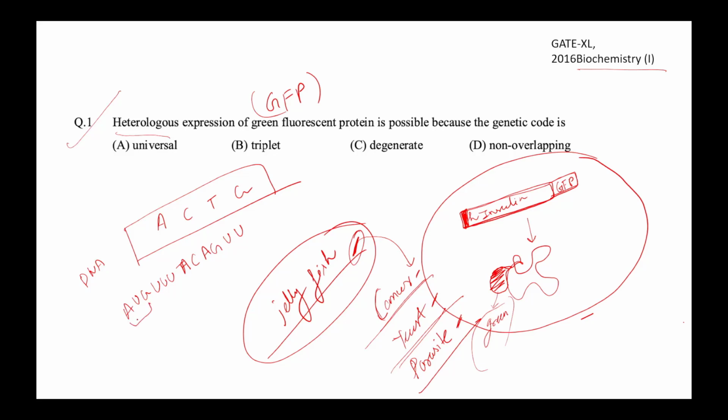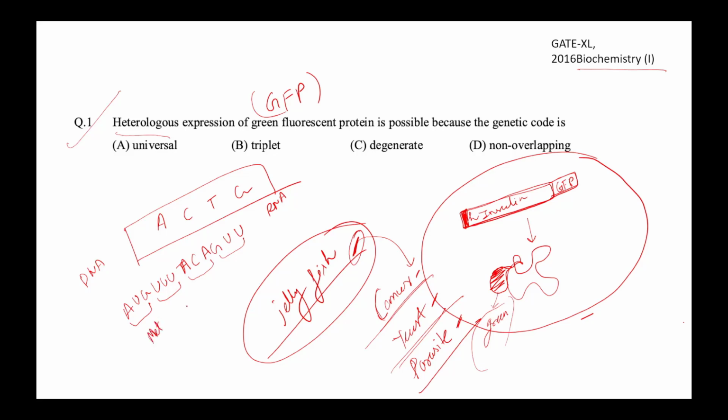So if this is the DNA sequence or RNA sequence, and using this RNA the protein will be synthesized. These trinucleotides are in 3 letters, they make a 3-letter codon. Each 3-letter codon codes for one particular amino acid. Suppose this AUG, it codes for the amino acid methionine.